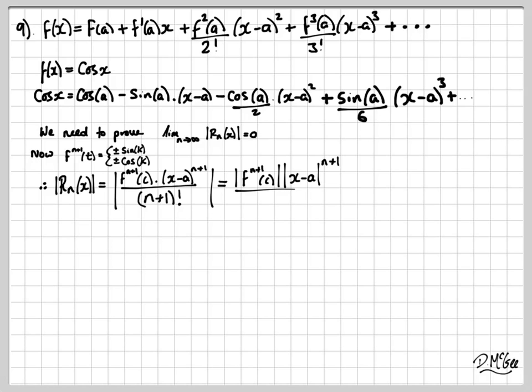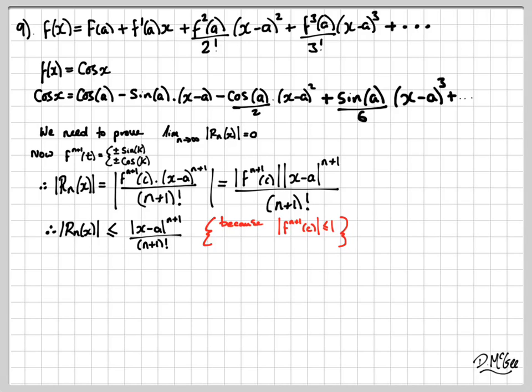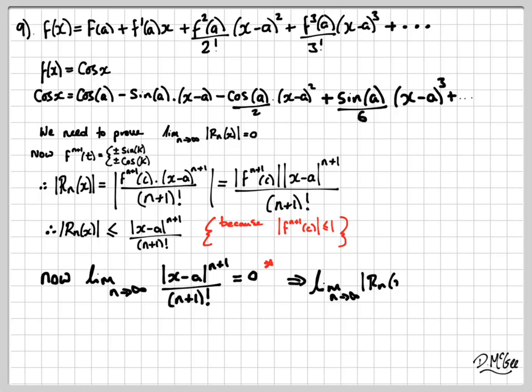If we split this up as follows, what we can now say is that in fact our error term will always be less than the modulus of x minus a to the power of n plus 1 over n plus 1 factorial, and that's simply because our derivative, regardless of where it's evaluated, will always be less than or equal to 1. So now what we've got to consider is the limit as n approaches infinity of x minus a to the n plus 1 over n plus 1 factorial.